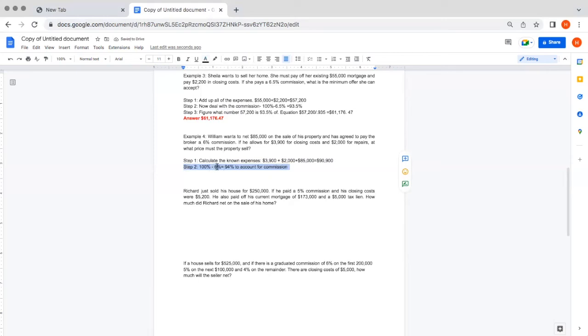figure out what 6% of account for the commission. So we know that he said it was going to be 6% commission. So now we need to do our calculation to account for the commission by taking it out of that 100%, and we get 94 cents. This number represents 94%, and this number, 90,900, is what that 94% represents. We're trying to figure out what this number is 94% of. That's really what we're trying to do. We've accounted for the commission and we've taken that 6% out.